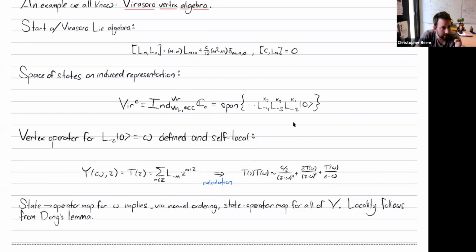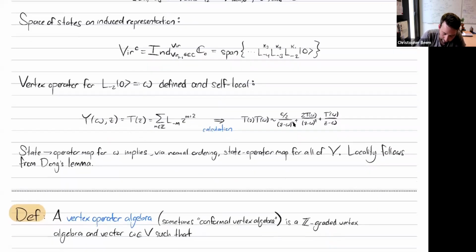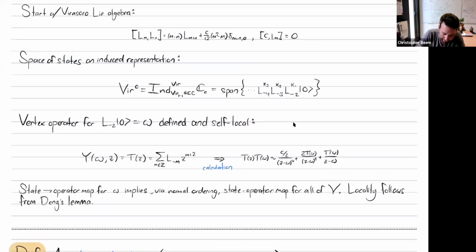And of course, these don't commute, but there's a so-called Poincare-Birkhoff-Witt basis. So you can choose a non-redundant basis according to some ordering where you go L_-2s first, then L_-3s, L_-4s, and so on. So given that vector space, you start out with this state L_-2 acting on the vacuum. That's a vector that you name omega if you follow the math conventions.